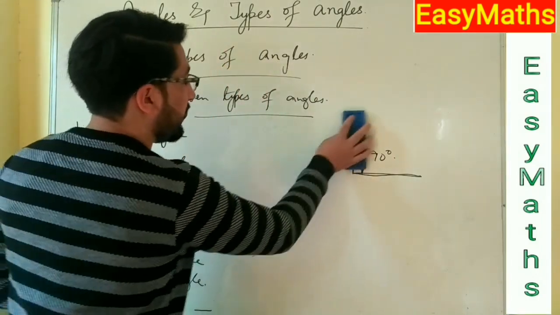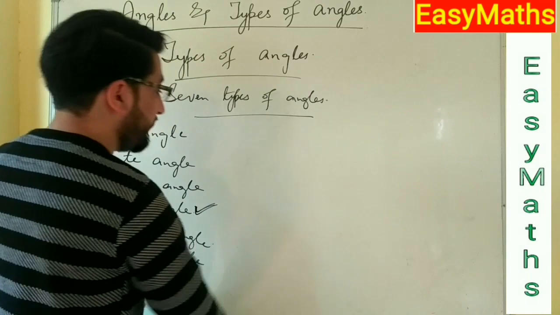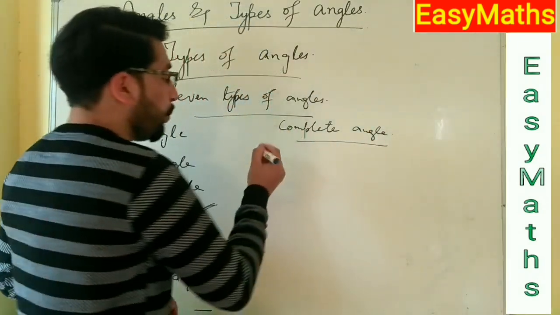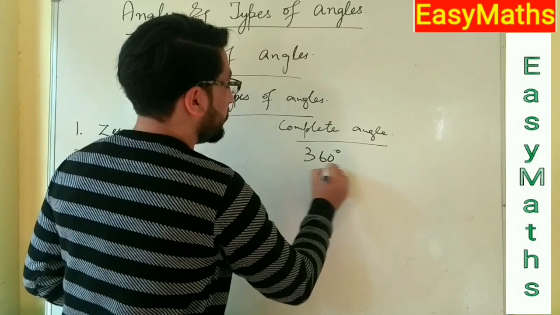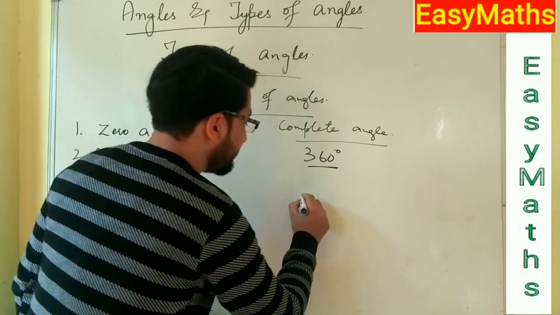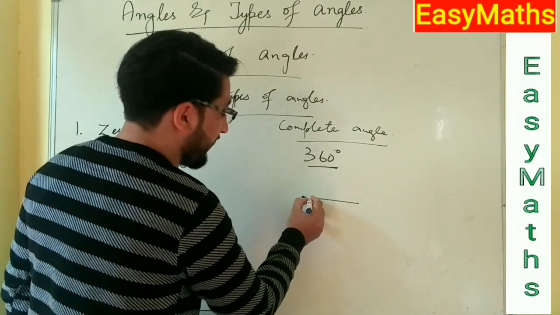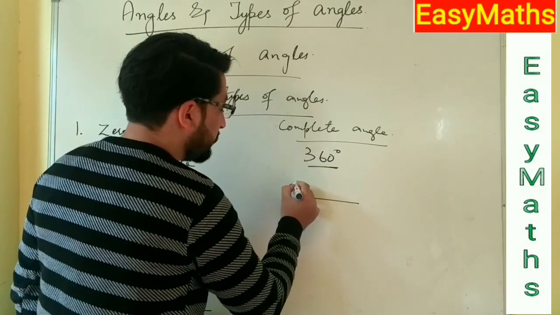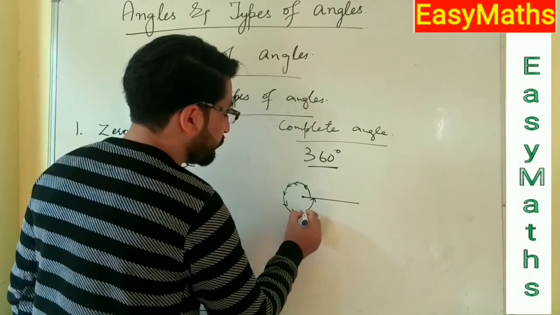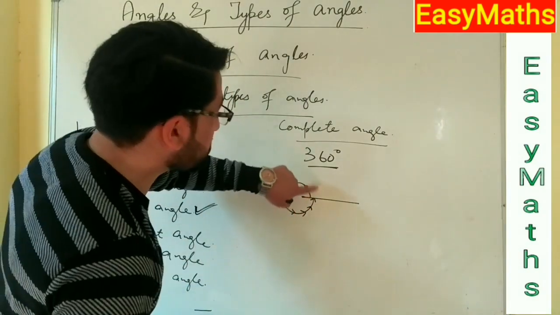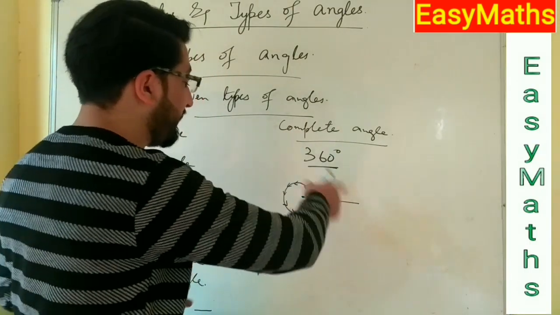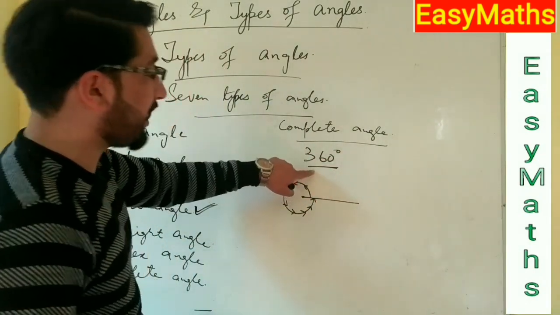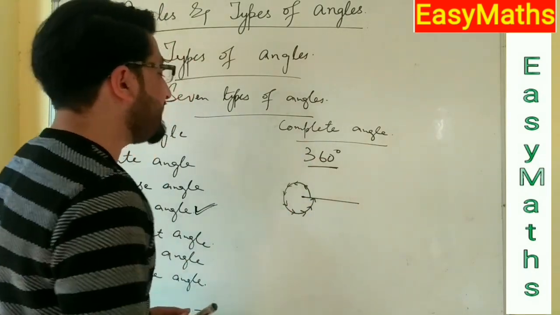Now moving to the last type of angle, the complete angle. A complete angle is an angle equal to 360 degrees. Suppose this is a ray; the angle starts from here and makes a complete round, moving completely 360 degrees, as you can see on the hands of a clock, which complete a full round. That round is 360 degrees. When an angle completes this round of 360 degrees, it is called a complete angle.